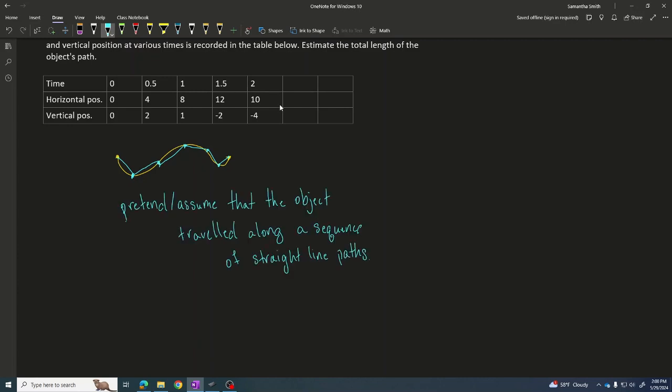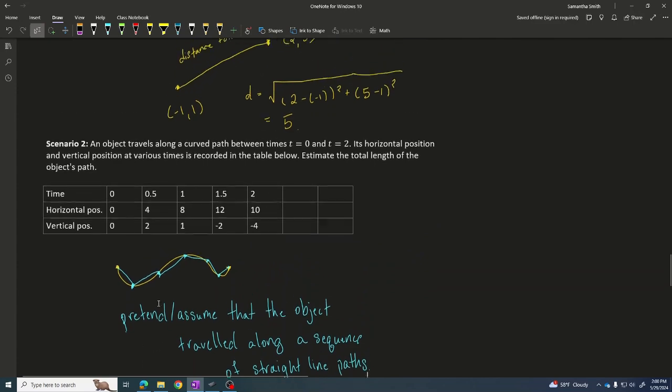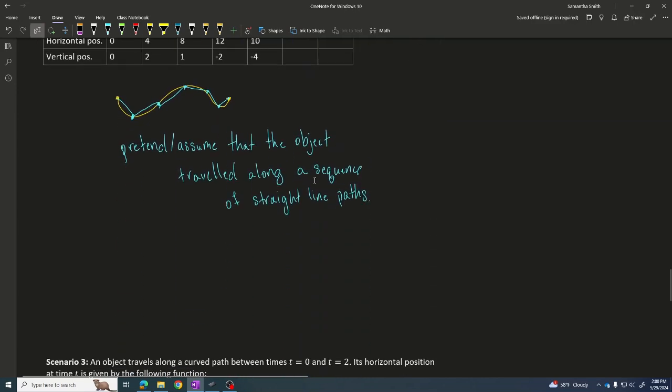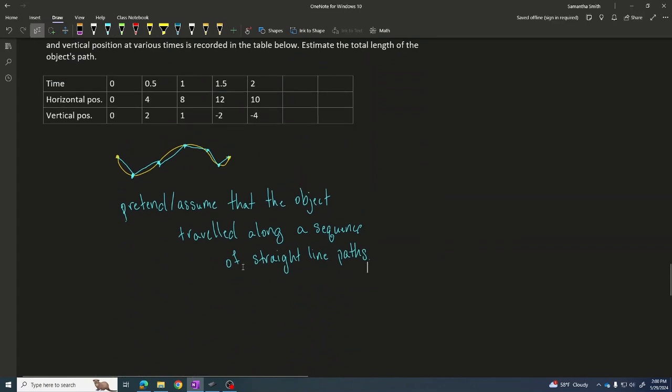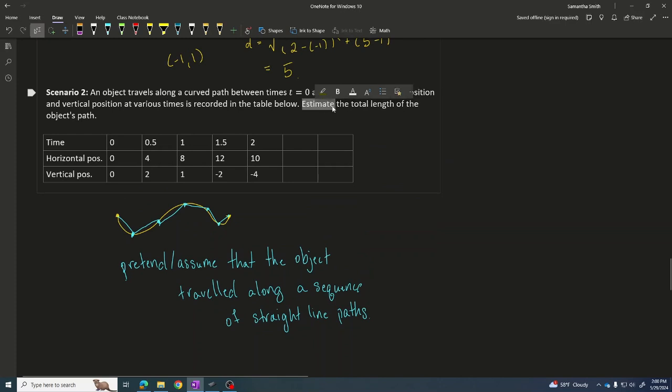Why am I making this assumption, do you think? How does this relate to the ideas that we've explored up to this point? Well, I'm going to make this assumption because it is possible for me to use the distance formula to find the length of each of these straight line paths. And then I can add together, I can sum these individual lengths, and that sum of these individual lengths of these line segments will give me an estimate for the total length of the path.